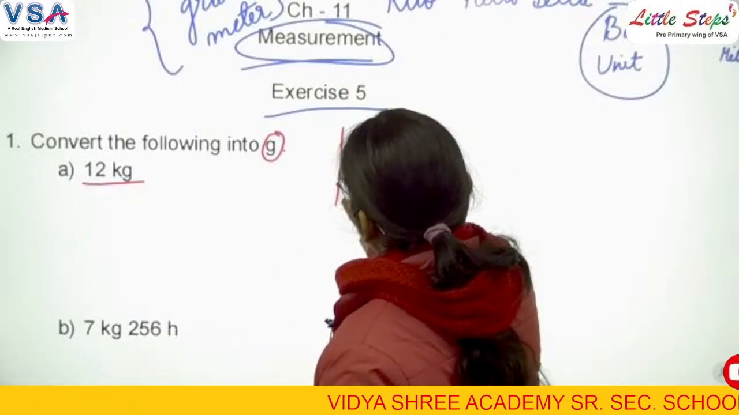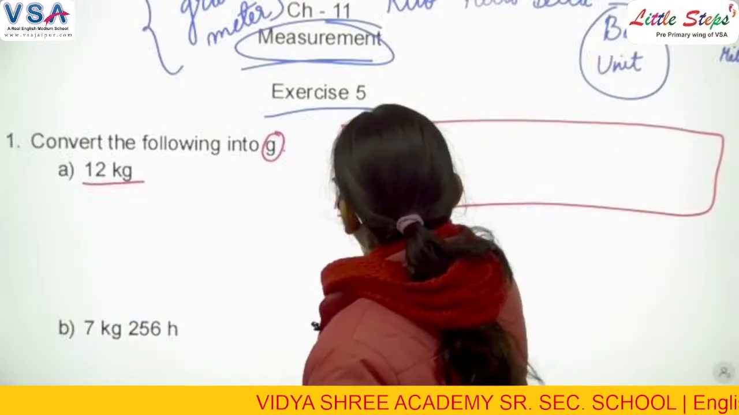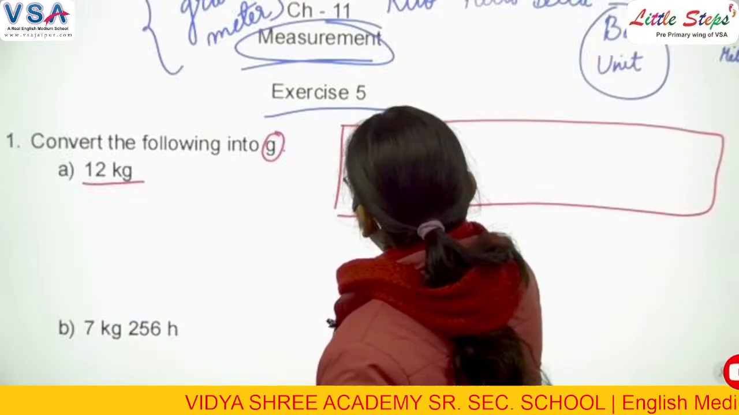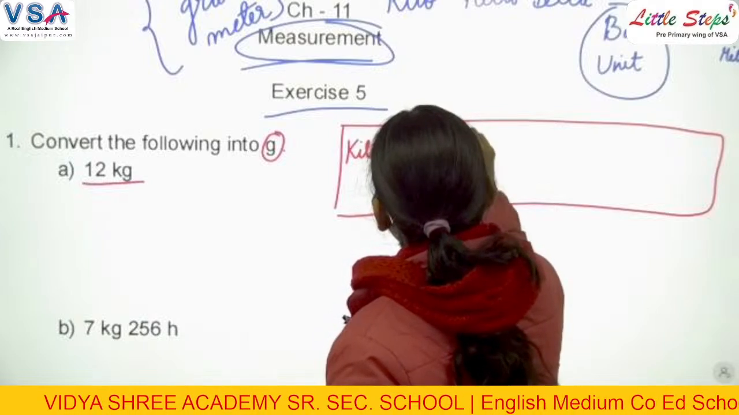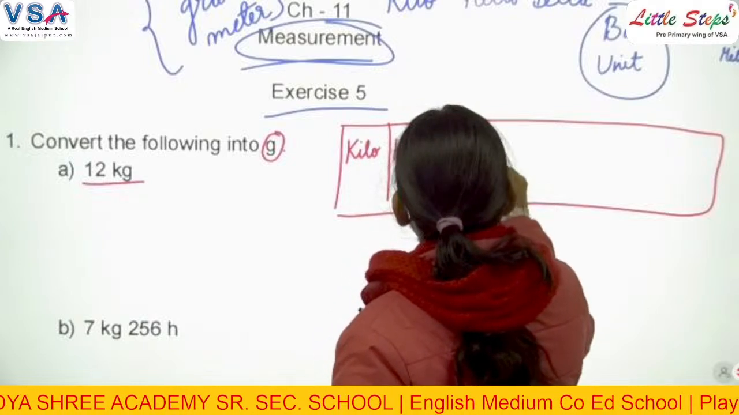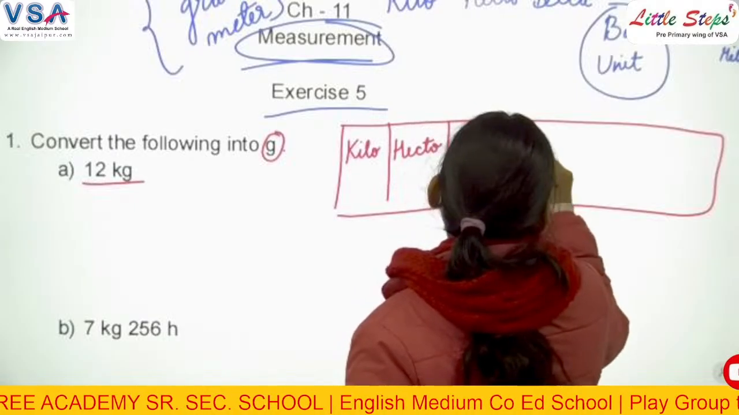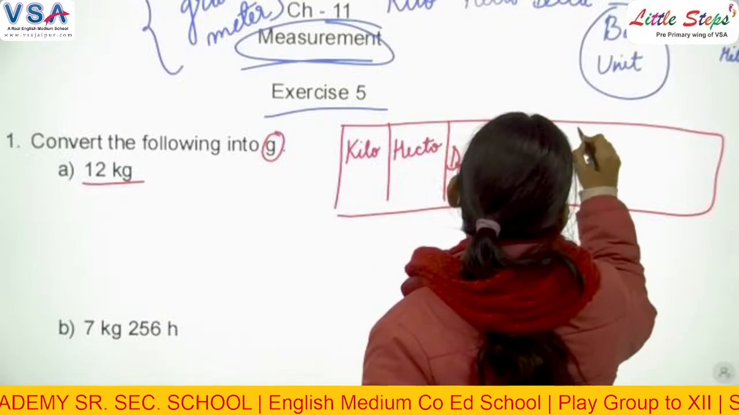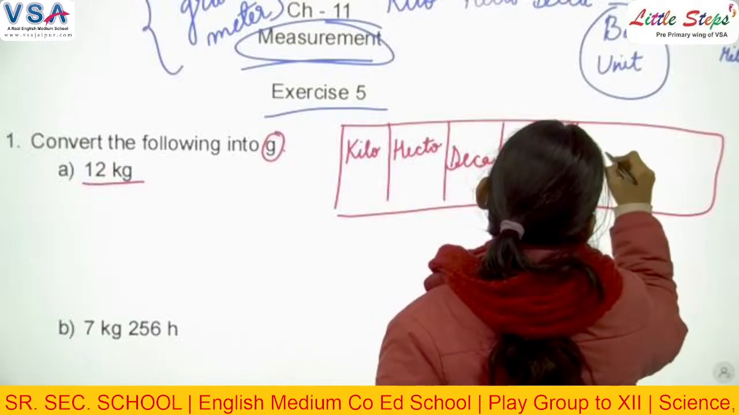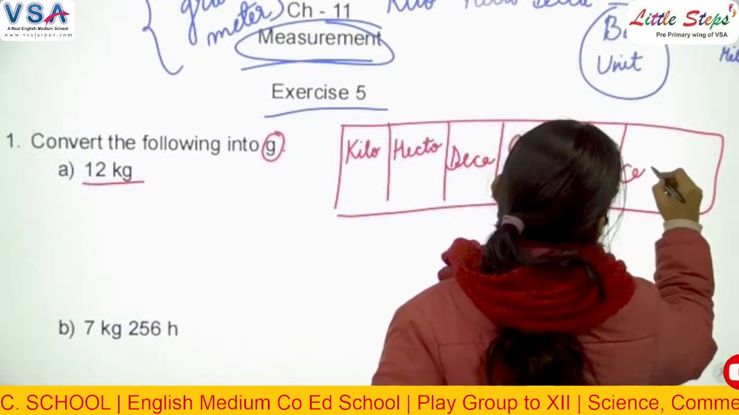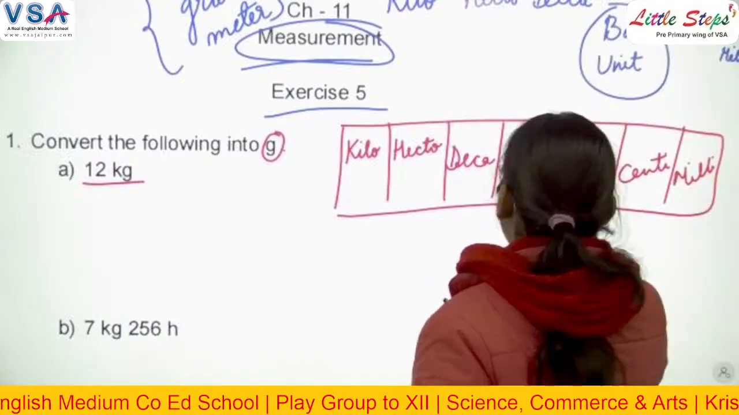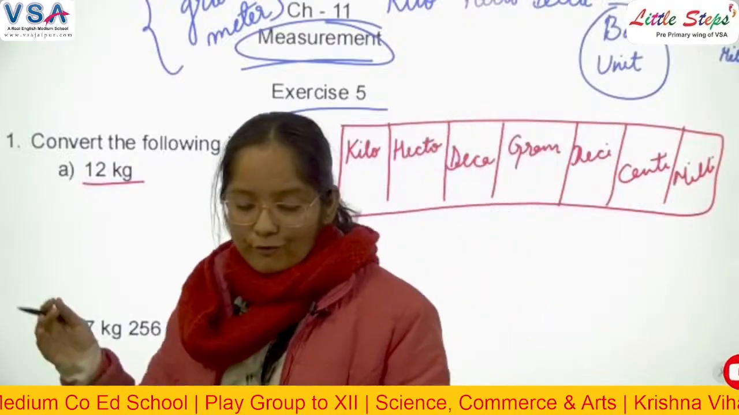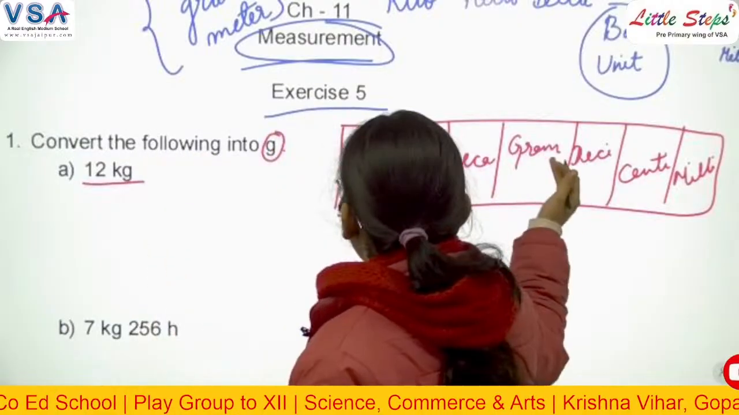Okay, I will make the metric system here again. Kilo, hecto, deca. For today the basic unit is gram, deci, centi, and milli. Right? So we have to move from kilo to gram.